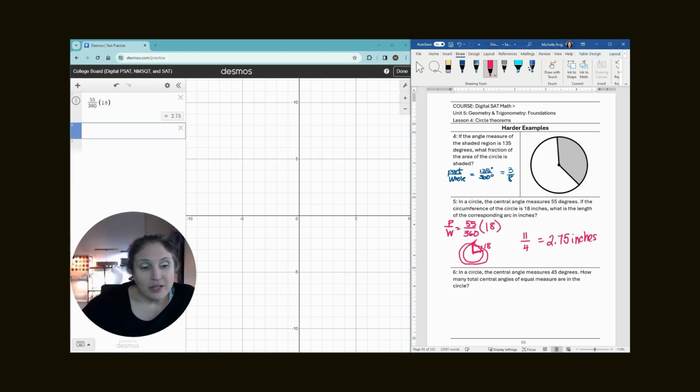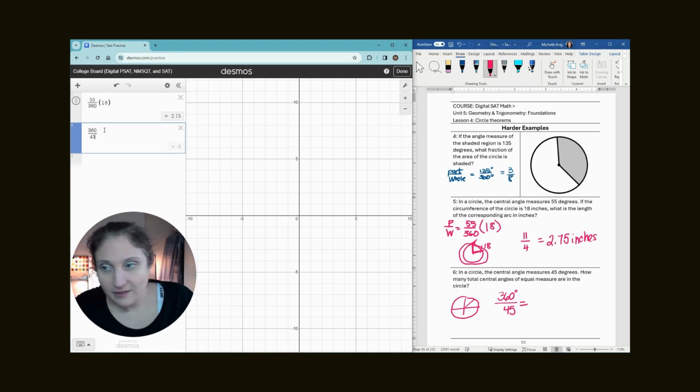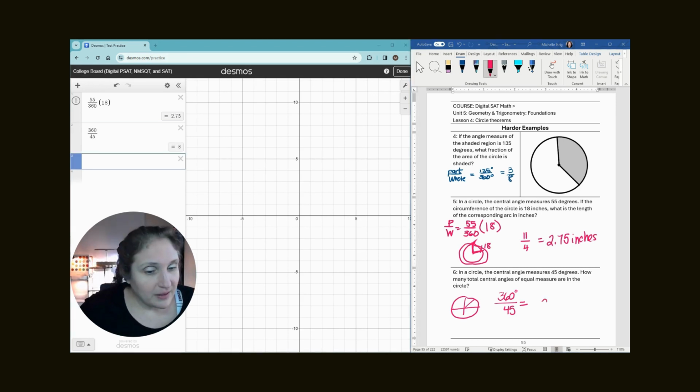In a circle, the central angle measures 45 degrees. How many total central angles of equal measure are in the circle? Well, you can sketch it out and go 45 and around, or you just take, there's 360 degrees in a whole circle. We divide it by 45 and we get our answer. 360 divided by 45 means that there are 8 central angles of equal measure.